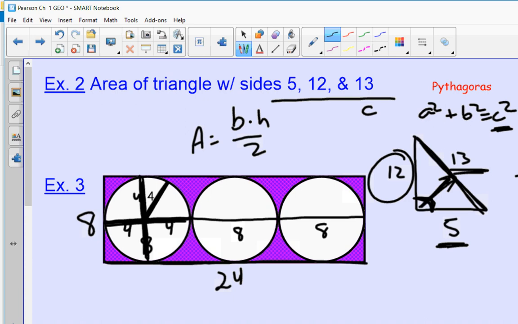So remember, for a rectangle, it's the length times the width. I'll let you guys do that. We just found the length, we just found the width. I'll let you go ahead and do that. And I believe that 24 times 8 would give me 192.